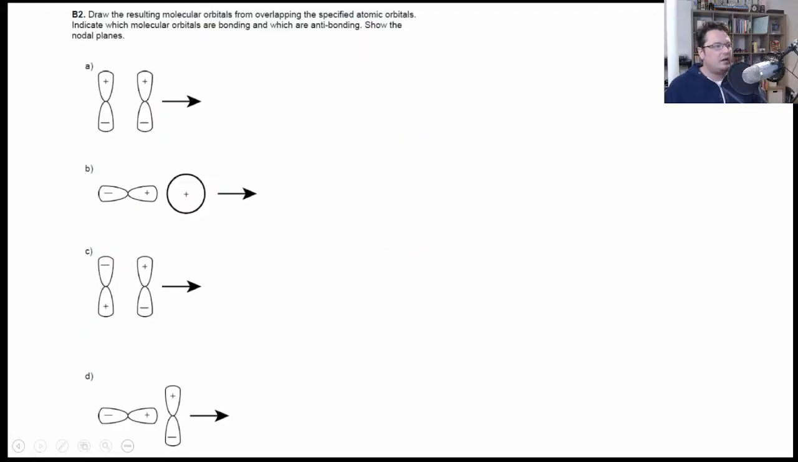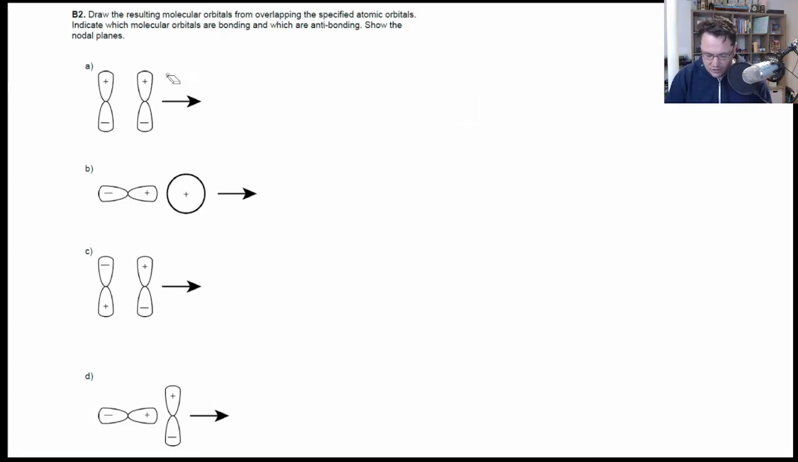Cool. B2. So for this problem, it simply wants you to look at the two atomic orbitals and figure out whether you would expect them to form a bonding interaction or an anti-bonding interaction, and what type of interaction you're going to get.